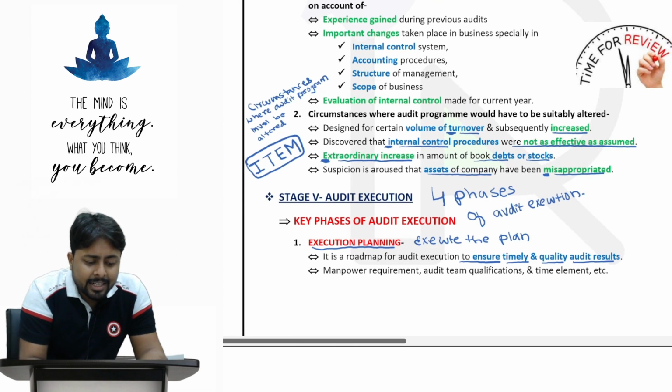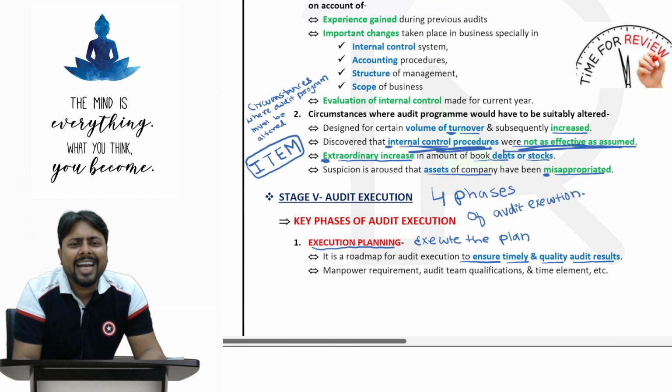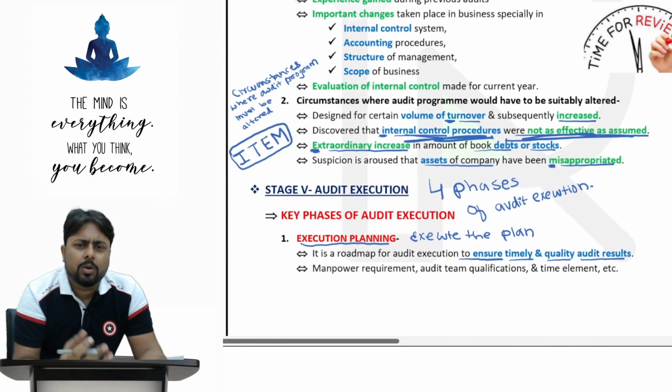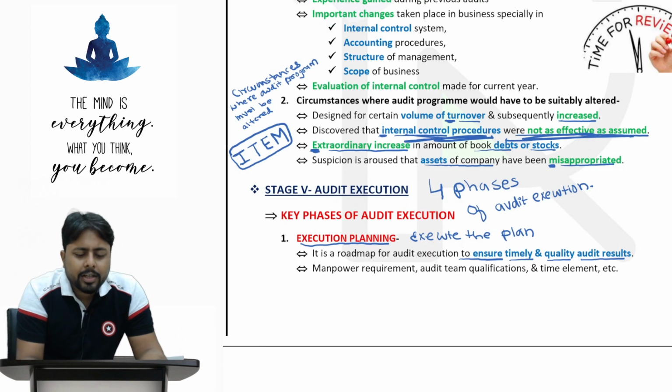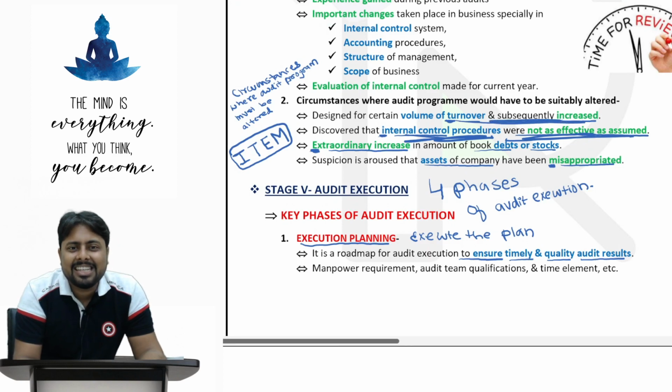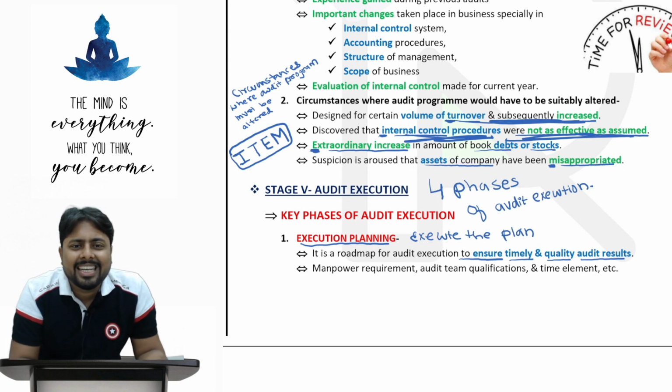Yes. Internal control procedures were not effective as assumed. So what will you do? Alter your audit program. T is your turnover. What happened to your turnover? Turnover substantially increased. Change audit program. E: you know what happened? There is an extraordinary increase in your book debt.